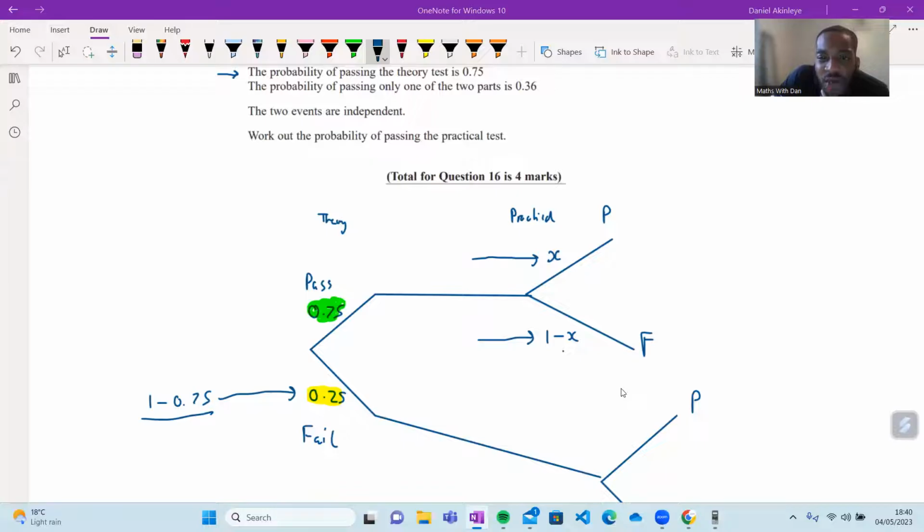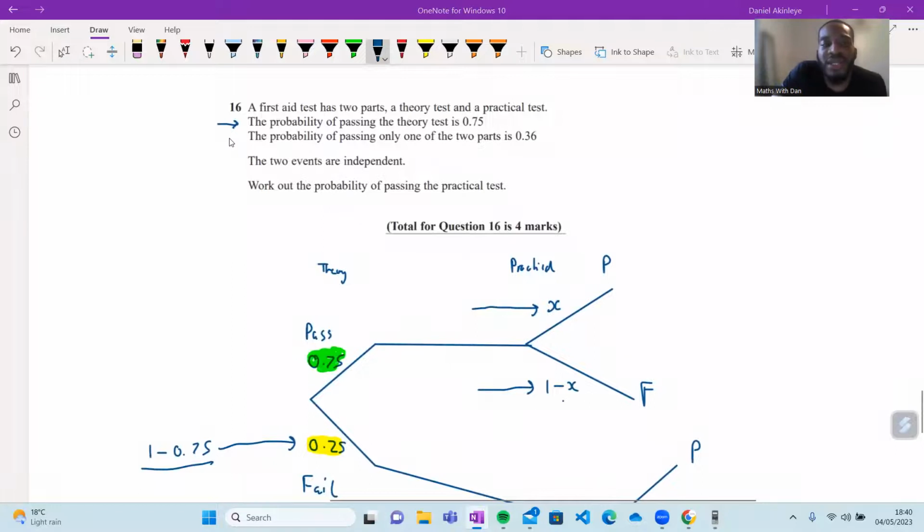But why would it be x and not 0.36? Okay, because the probability of us passing only one of the two parts is 0.36. This is not the probability of me passing the practical test. If this said, here, the probability of passing, and I put a crosshair, and it says passes the practical test, then it would be fine. Yeah, but it doesn't say that. This is something different. It says the probability of only one of the two parts is 0.36. That is not the same as passing the practical test. So it does not go there.